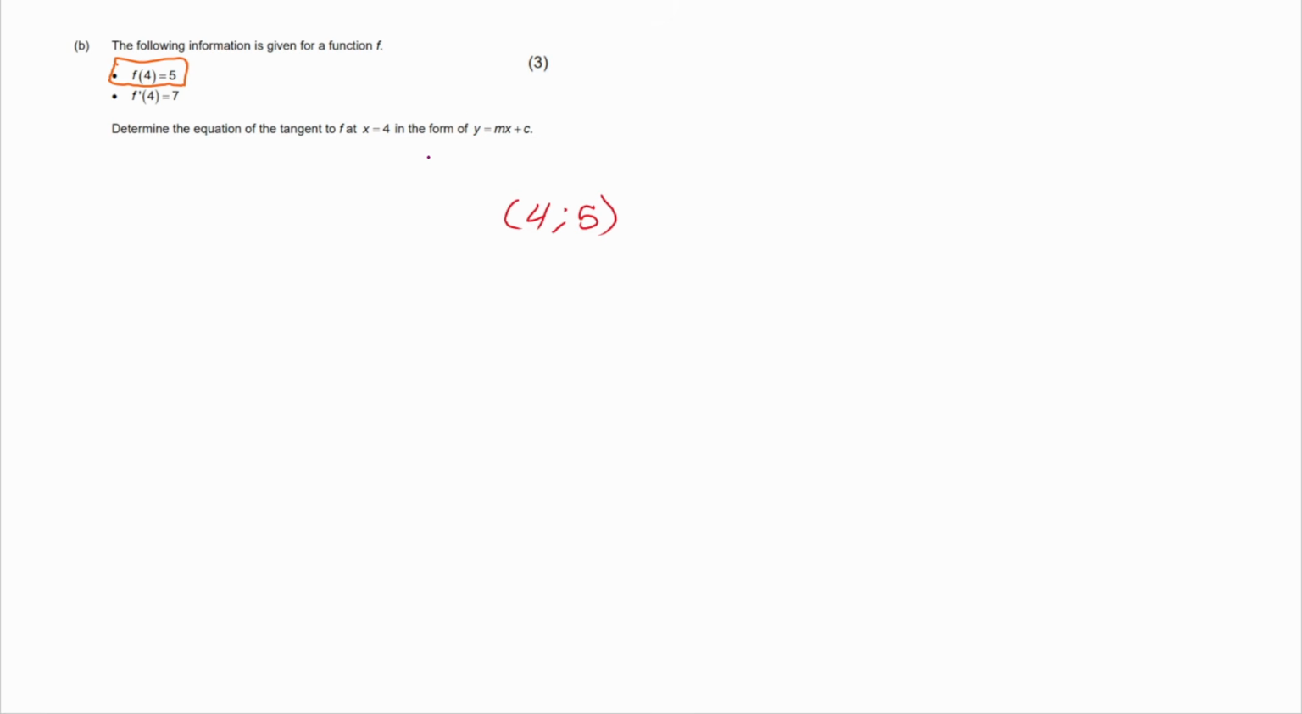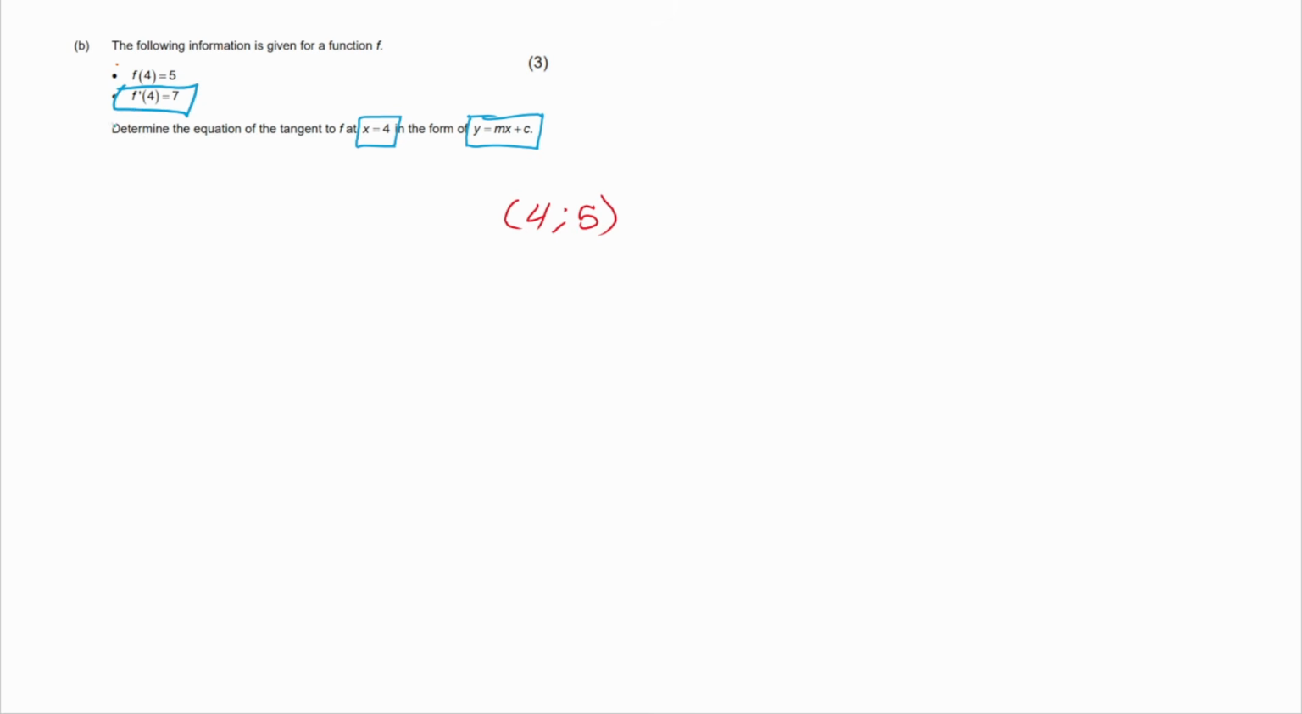That could be useful because remember, to find the equation of a straight line, we need a point and a gradient. So here's our point. This could be helpful. And what is important here, they say, determine the equation of the tangent to f at x equal to 4. So we have a point on the tangent, because this is our x when x is 4. So that is helpful.